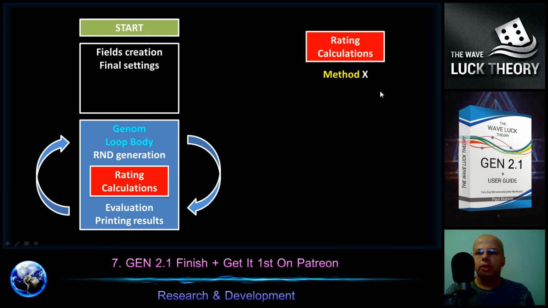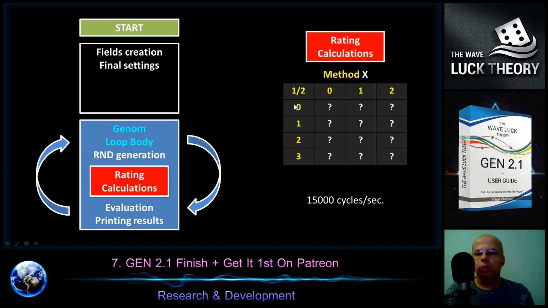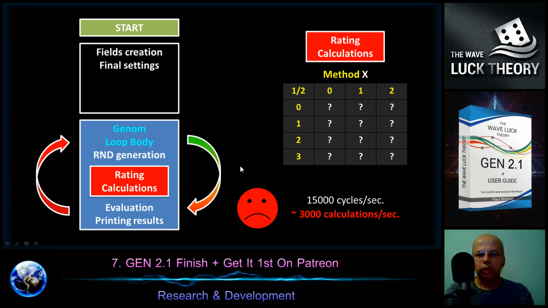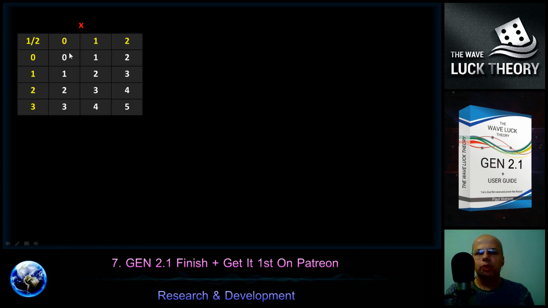So it looks like we select the method, and based on the matches in the first and second row, we have to calculate some value. Nowadays we have an average speed of about 15,000 cycles per second, and if we included this rating method, it was reduced to only 3,000 cycles, which was not good.